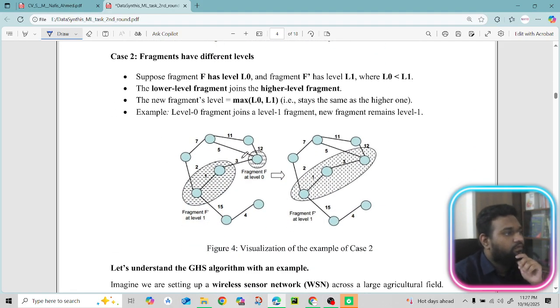So in case 2, if they are not the same, that means they are in different levels. For example, here F is at level 0 and this one is F at level 1. So when we merge this, we'll get level 1. But how? It's because of the max of L0 and L1, which means among these two, whichever has the maximum level, we are going to put that value as our new fragment level, that is level 1.